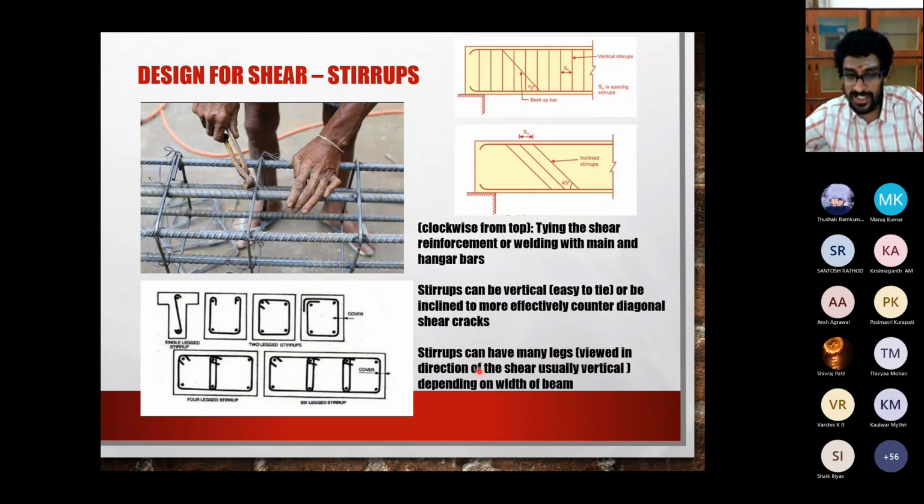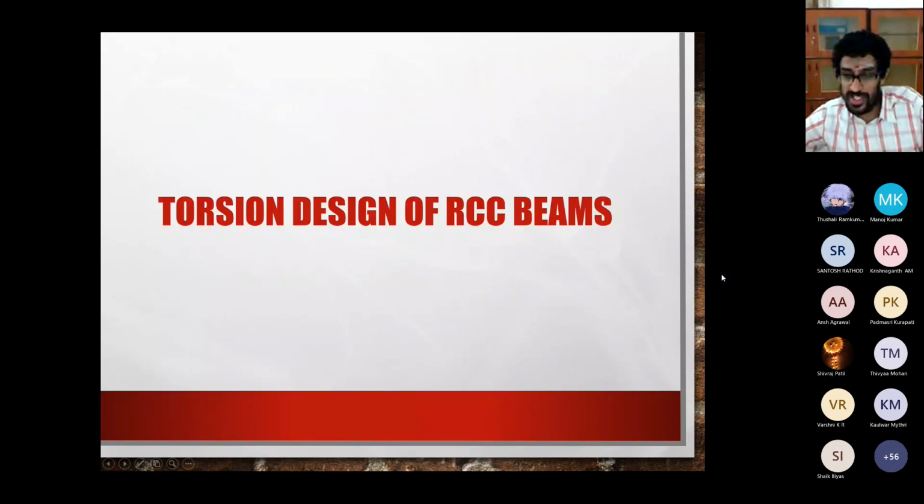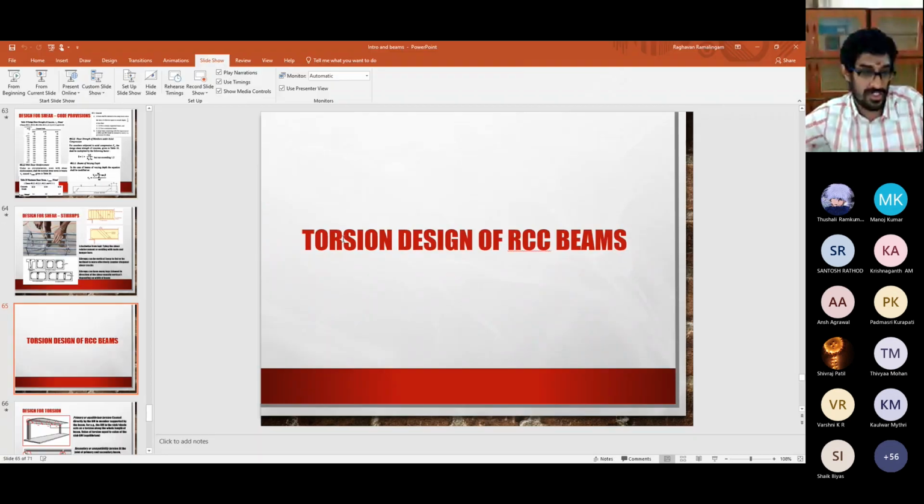So stirrups can have many legs viewed in the direction of the shear, which is usually vertical, depending on the width of the beam. So with this I'll stop design of stirrups. Today's Friday now. So next class we will do a problem on design of shear, and then we'll go to torsion design of RCC beams.